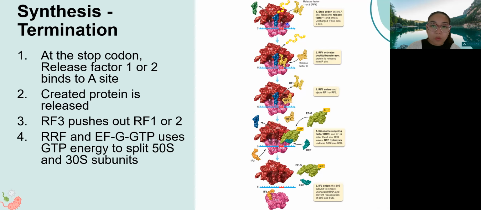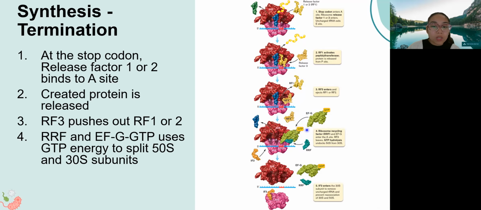So first it's RF1 or 2, then it's RF3 that goes into the A site, and then RF3 practically does nothing, and then EFG and the RRF come in and bind to the A site. So everyone is just coming into the A site and doing random things. Anyway, now we're here in this sequence. And guess what?